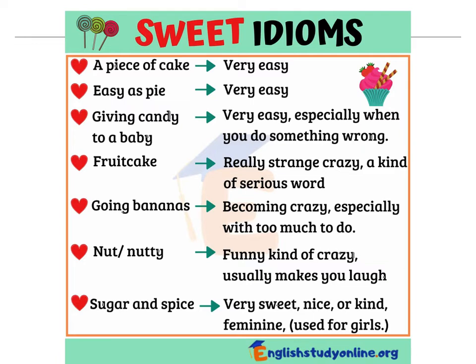Fruitcake, really strange and crazy, a kind of serious word, okay? Then going bananas, becoming crazy, especially with too much to do. Nut and nutty and sugar and spice, very sweet, nice or kind, feminine, used for the girls. So this is for the girls, especially use it, sugar and spice. You can use this word.